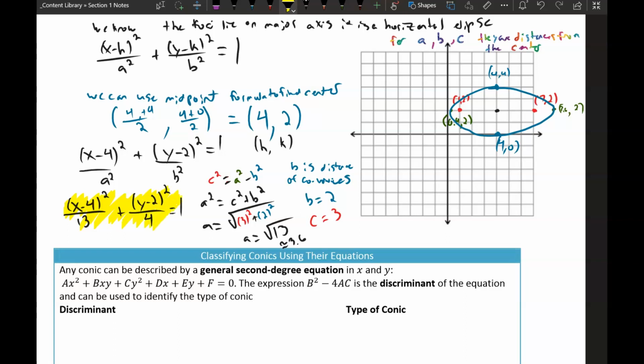Okay, so that one's pretty involved. Once again, when you're trying to write an equation, find the center, find those distances, those A's and those B values. If you're working with a parabola, find your P.